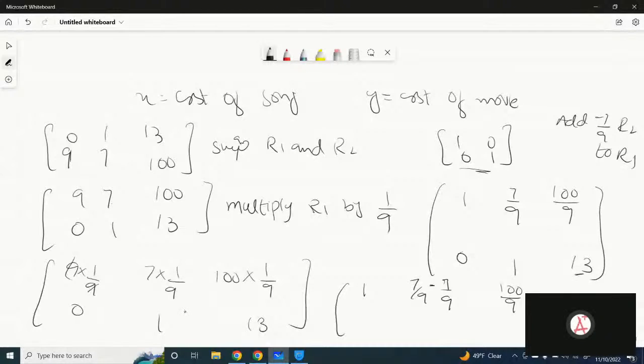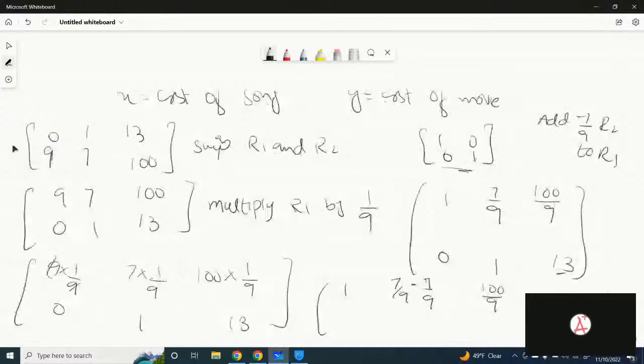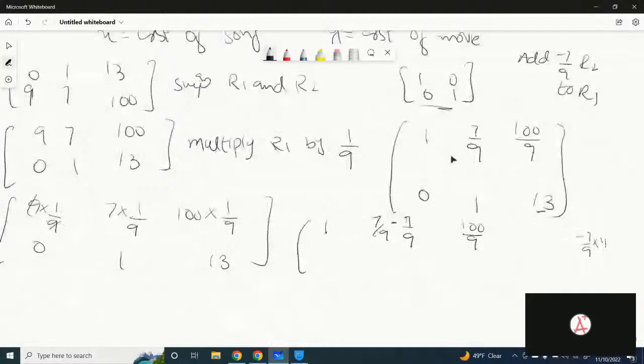So negative 7 over 9 times 13 is 13 times negative 7, 13 times 7 is 91. It would be 91 over 9. So you have to add plus 91 over 9. And then 0, 1, and 13. That's what I've written. Add negative 7.